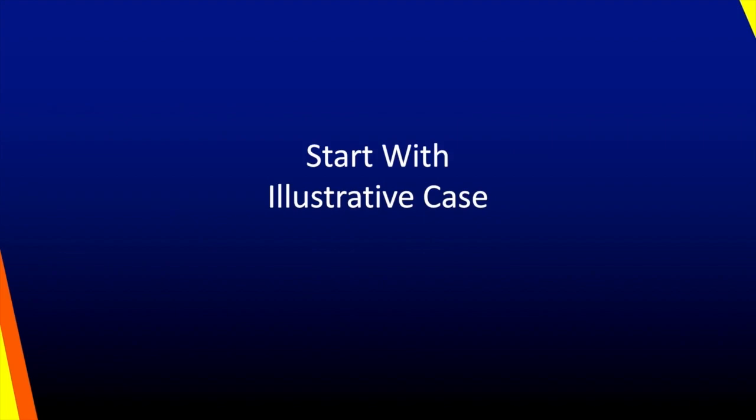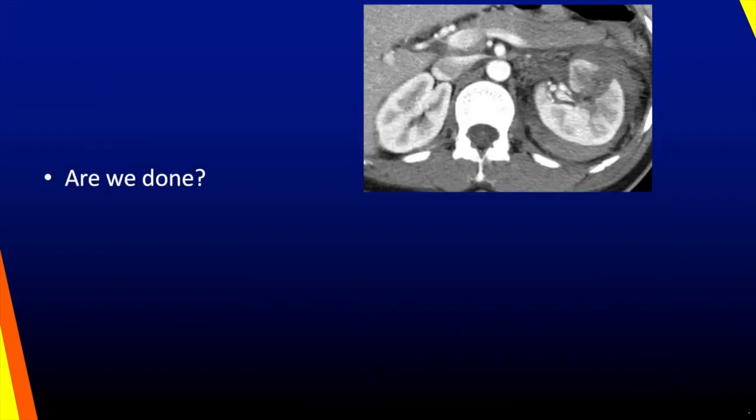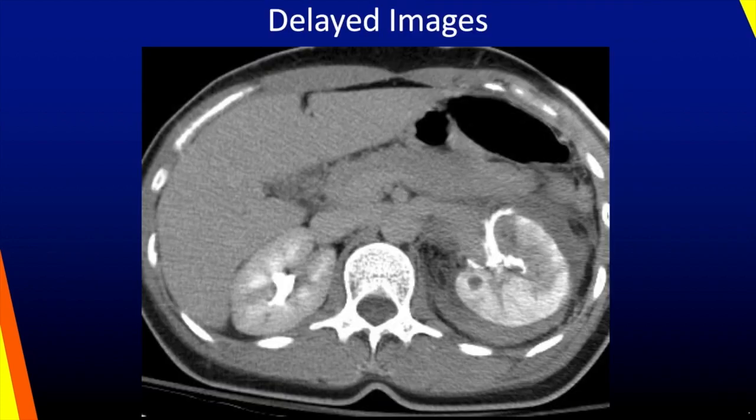So let's start now with an illustrative case. And here we see a patient who's undergone some trauma. There are some deep lacerations in the kidney. And this is a grade 3 injury. Are we done with our imaging? The answer is no. Delayed images are required because there's a laceration and perinephric fluid. Delayed images were obtained, and here we see there's urinary extravasation, and this upgrades the injury to a grade 4.